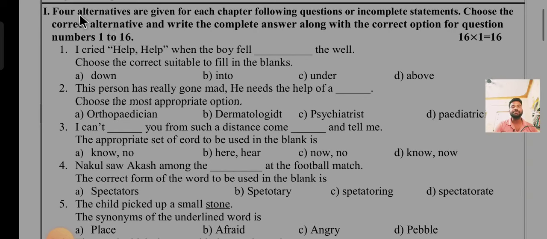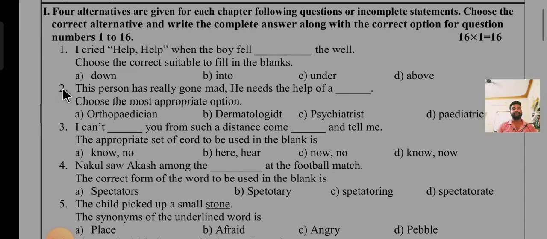The first main question: four alternatives are given for each of the following questions or incomplete statements. Choose the correct alternative and write the complete answer along with the correct option for question numbers 1 to 16. There are 16 questions here, each carrying 1 mark, total 16.